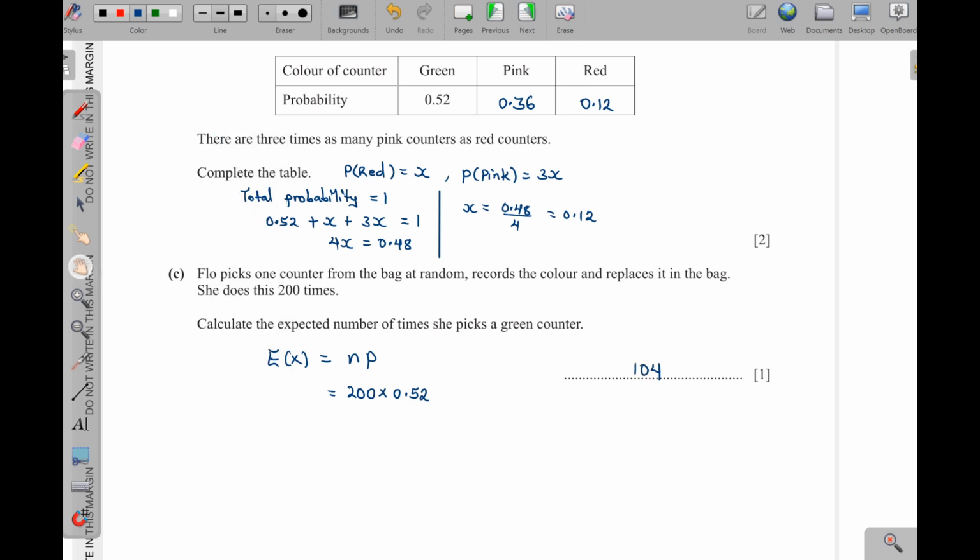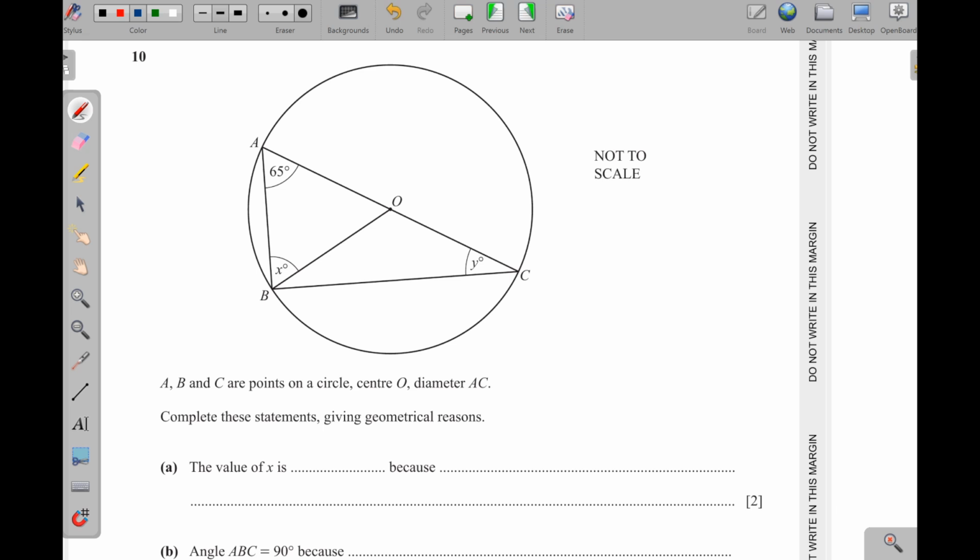104. As simple as that. Question 10 is coming from circle properties and theorems. They're saying A, B, and C are points on a circle, center O, diameter AC. Complete these statements giving geometrical reasons. So the geometrical reasons we are giving are actually the circle properties and the theorems, okay? Then about A, the value of x is dash because of dash.